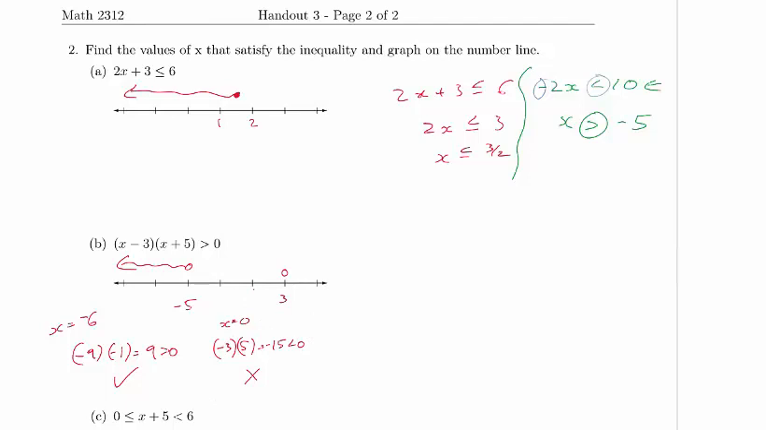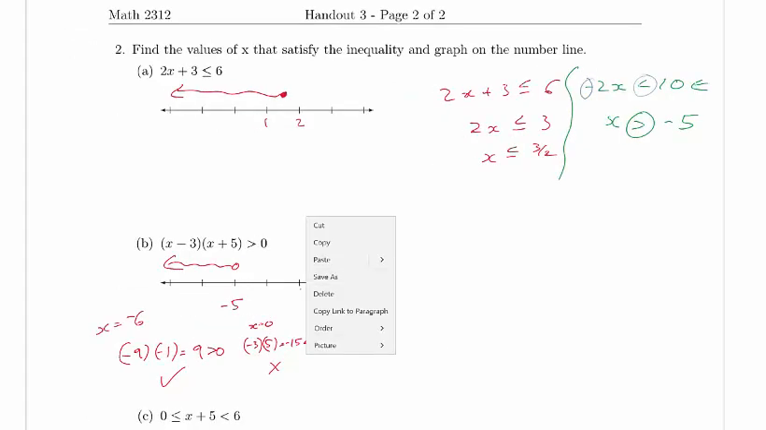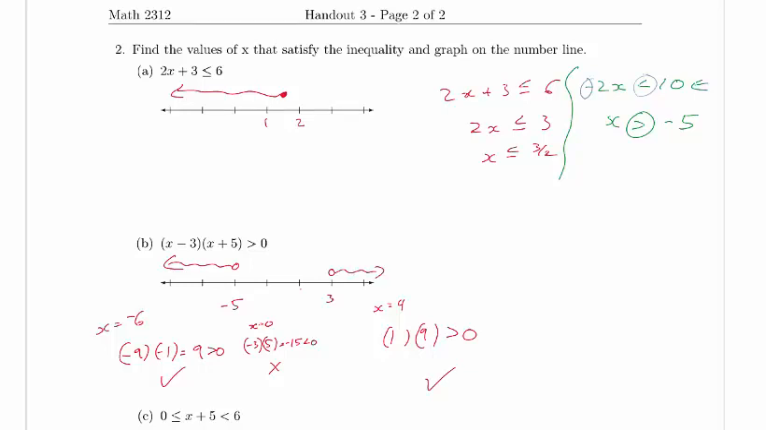So next interval to test is going to be over in here. And we're free to pick whatever we want. Let's pick x equals 4. And so you plug that in and you get 1 times 9, which is clearly going to be greater than 0, which is what we want, so we include it. Awesome. And that's it. We've got our solution set there.